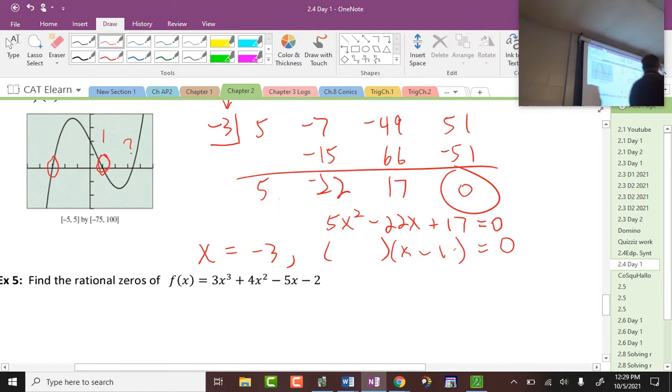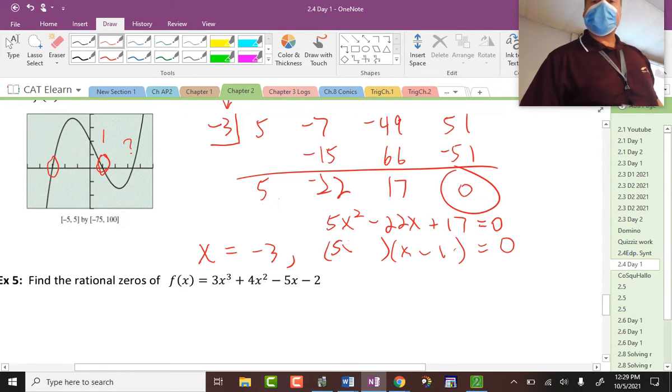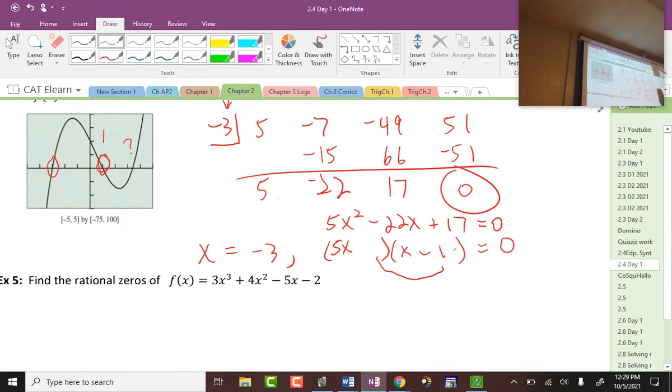So what times x equals 5x squared? What has to go there? 5x. Now we're getting the foiling factoring thing. We can use the graphing calculator to help me. And then what times negative 1 is positive 17? So that's what this term would be. What's the answer to that?